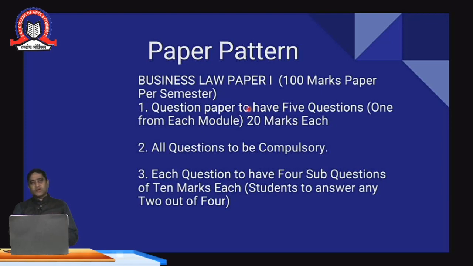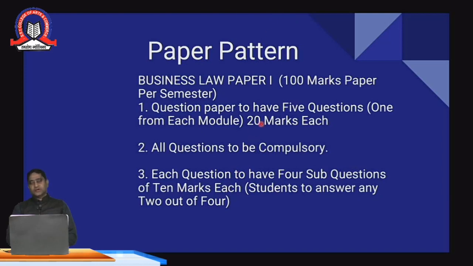Under question number 1, we would have 4 sub questions, and of these 4 you have to answer any 2. That is 20 marks per question, into 5 questions, making 100 marks. All the questions are compulsory. We have an internal choice. Each sub question is of 10 marks, and the student has to answer 2 out of 4. So this is the paper pattern.